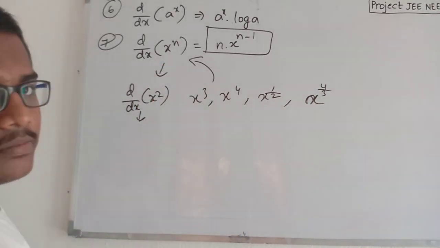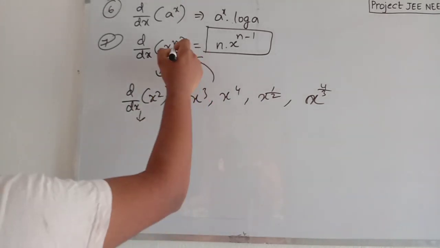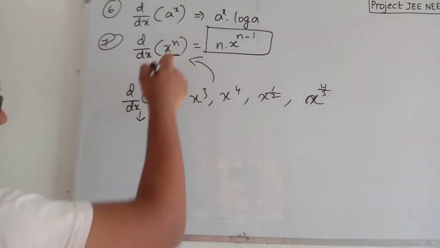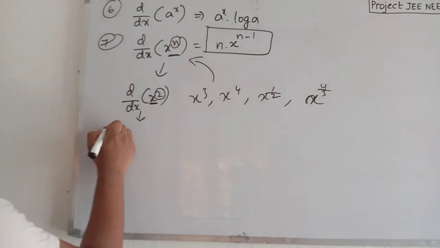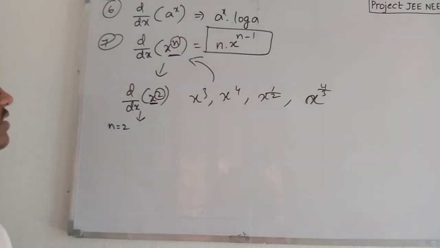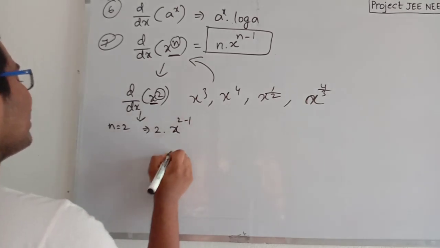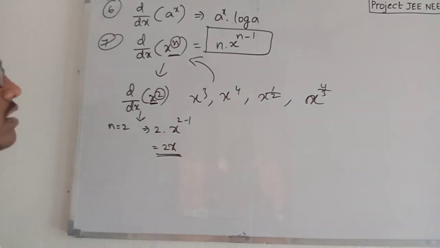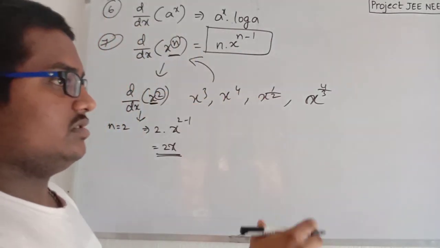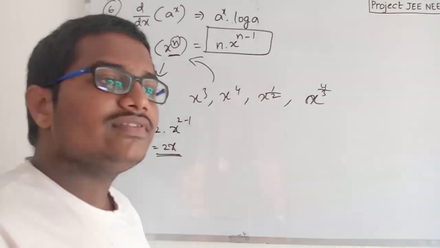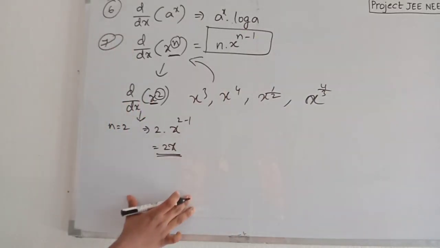So in order to calculate an example of this type of problem, let's take d by dx of x square. Relate this formula to this problem. This is actually n is equal to 2 here. Then substituting in the formula, 2 into x power 2 minus 1, which is 2x. So always keep in your mind, differentiation reduces the function. Differentiation will reduce the function, and integration will increase the terms and the powers, raises the function. This decreases the functions. Okay.